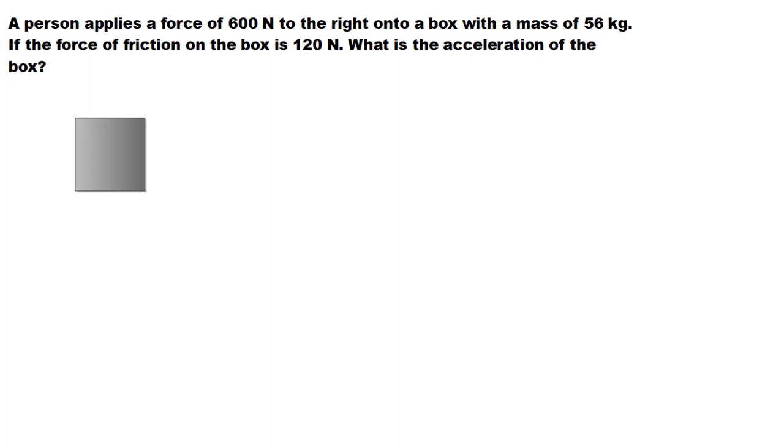Alright, so let's see here. We have this box and it has a mass of 56 kilograms. And there's a force being applied here. Force applied, and that is equal to 600 newtons. And then we know that the force of friction acts opposite of the force applied always, or opposite of motion. And so the force of friction equals 120 newtons. And we want to know what the acceleration in the box is.